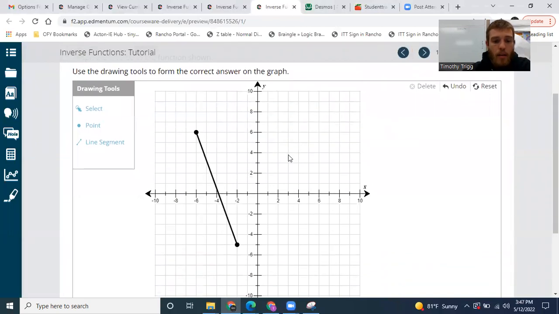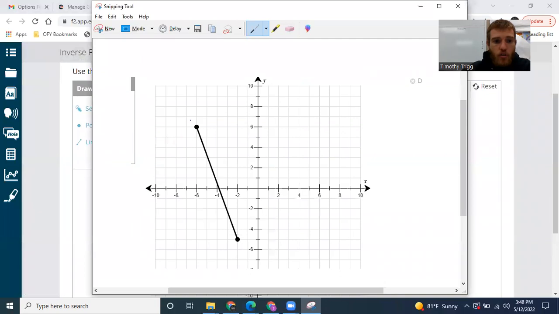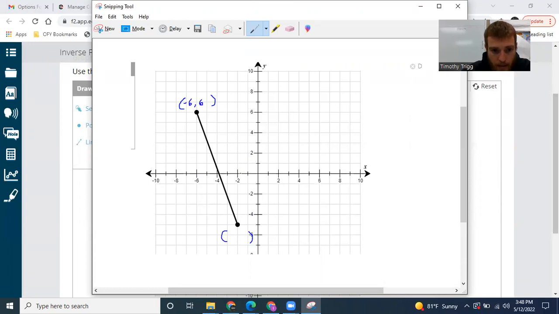Okay. Now this one's very similar to the last one, actually. Here we have some function here, and we would like to graph its inverse. So what we can do is we can find the x and y coordinates of these 2 points. So what are the coordinate points for this point, and what's the x and y coordinate for this point? So for this point, this is -6, 6. For this point, it's -2, -5.